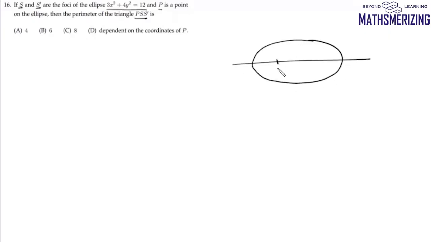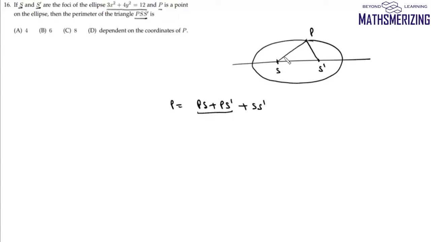Now question number 16 is if S and S dash are foci of this ellipse, which is 3x square plus 4y square equals 12, and P is a point on the ellipse, then perimeter of this triangle PSS dash is. So we have this ellipse and the foci are S and S dash. Then we have a point on this ellipse. We need to find its perimeter. So we know that perimeter is given by PS plus PS dash plus SS dash.